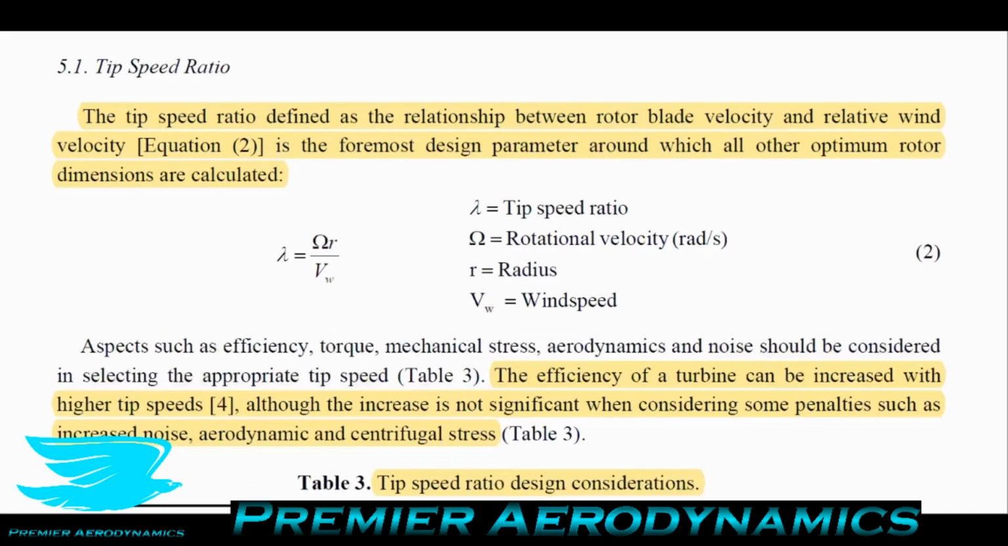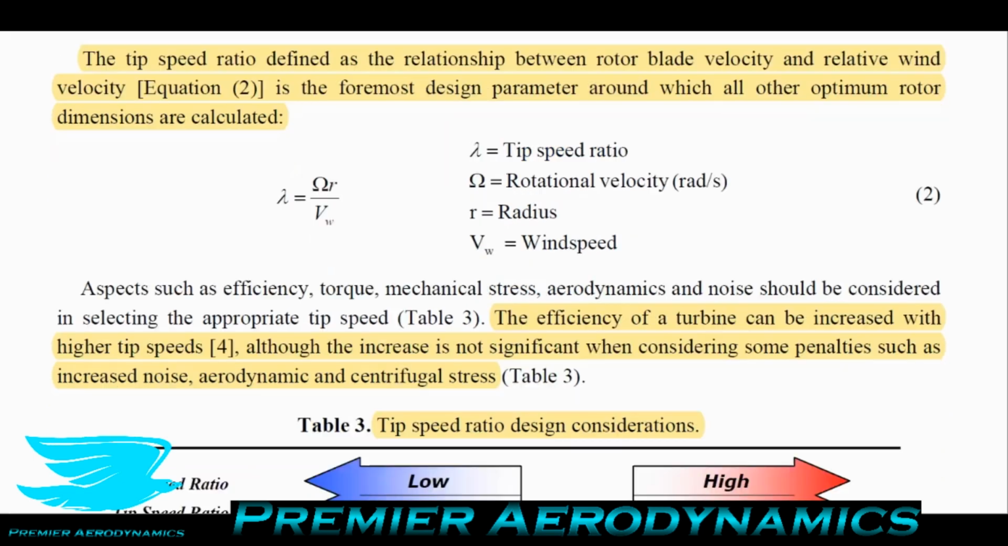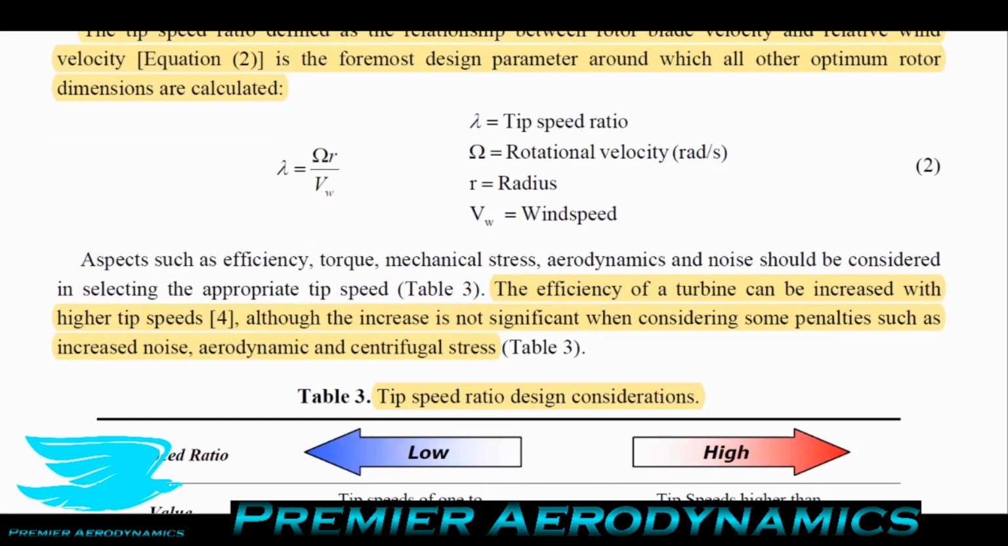And there's a very simple equation here. The tip speed ratio equals the rotational velocity of the blades times the radius of the blades, divided by the wind speed. And they say that the efficiency of the turbine can be increased with higher tip speeds, although the increase is not significant when considering some penalties such as increased noise, aerodynamic and centrifugal stresses.